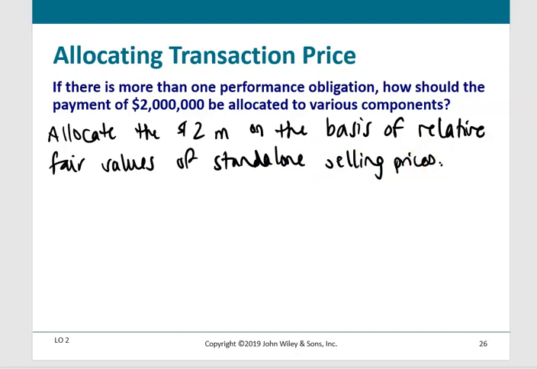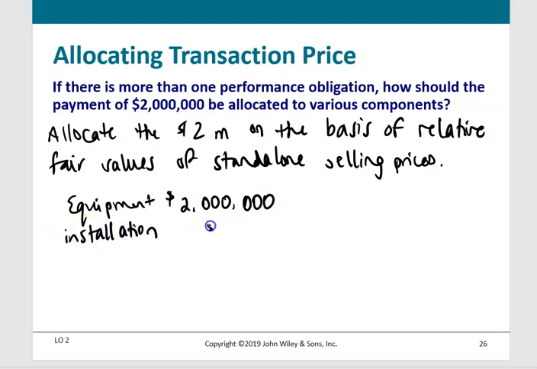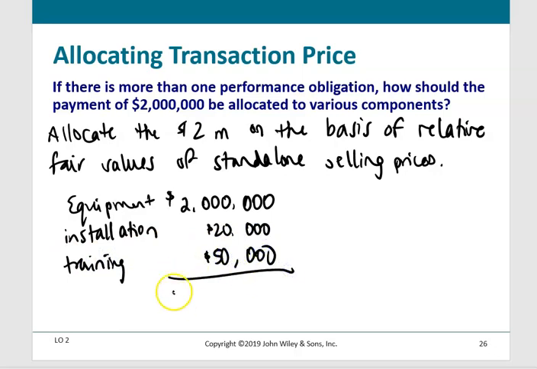So we see, what is the standalone selling prices? We have the equipment with a standalone selling price of $2 million. So this is like the company offered the installation and the training for free in the contract. The installation has a standalone selling price of $20,000 and the training has a standalone selling price of $50,000. So this gives us a total fair value for the entire contract of $2,070,000.